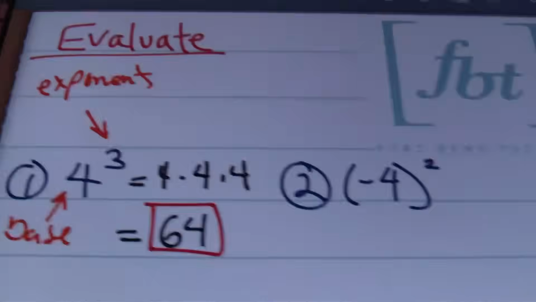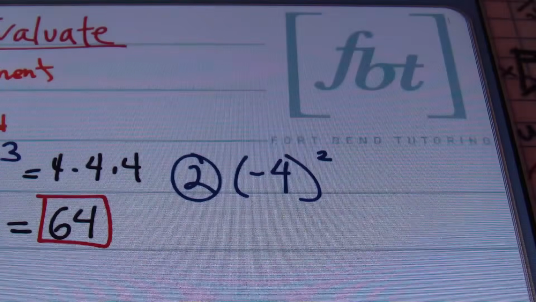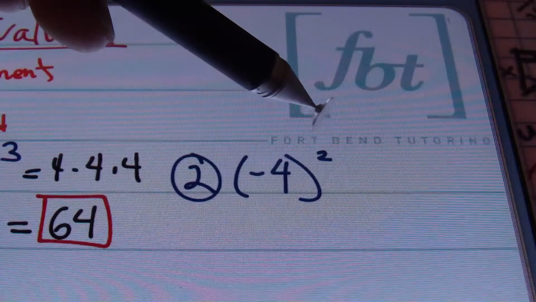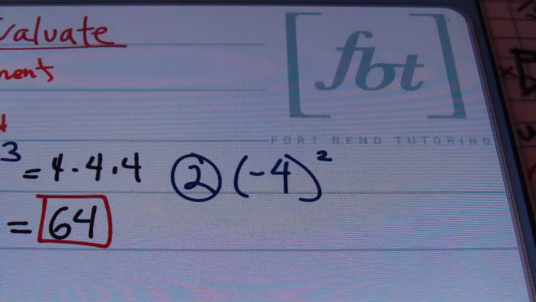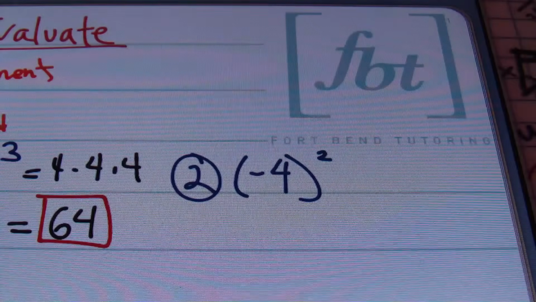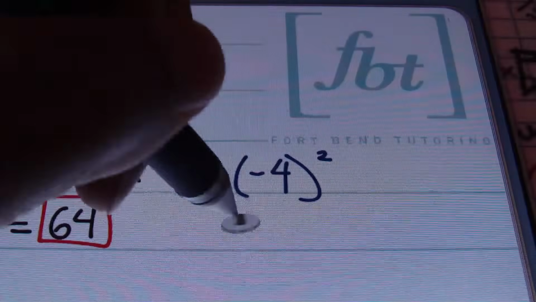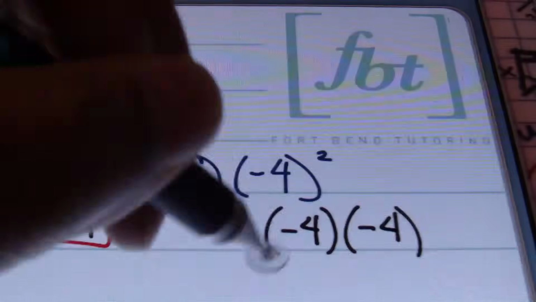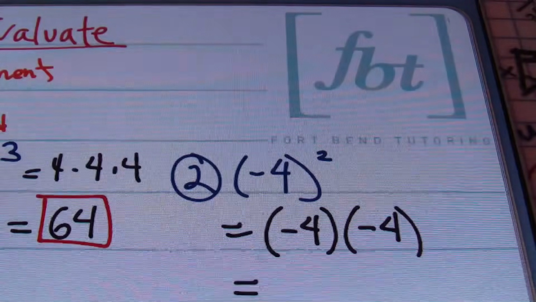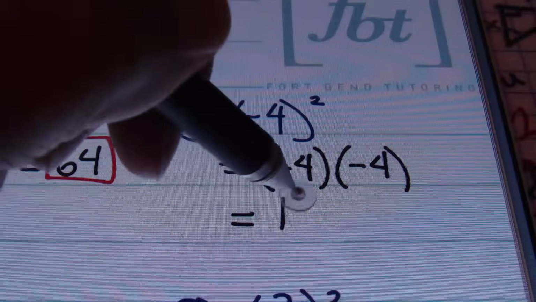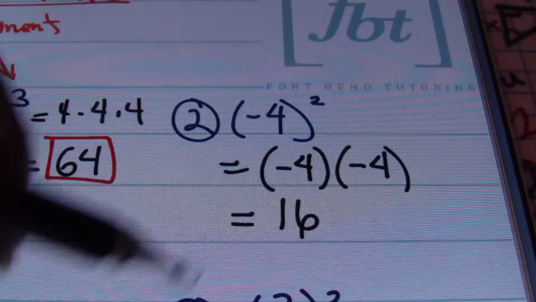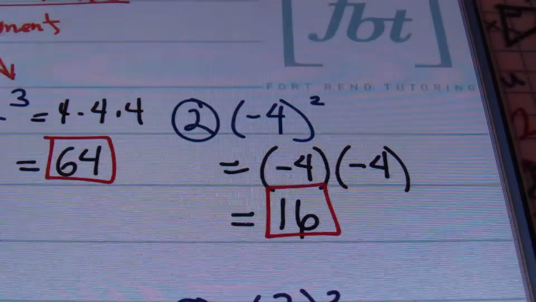In problem number 2, we have negative 4 squared. Here we have a quantity raised to the second power. Whatever's inside of the parentheses is going to be raised to that second power. In other words, we're multiplying negative 4 times itself. So this means negative 4 times negative 4. Then, to simplify that, a negative times a negative gives you a positive result. So your answer is positive 16 for problem number 2.